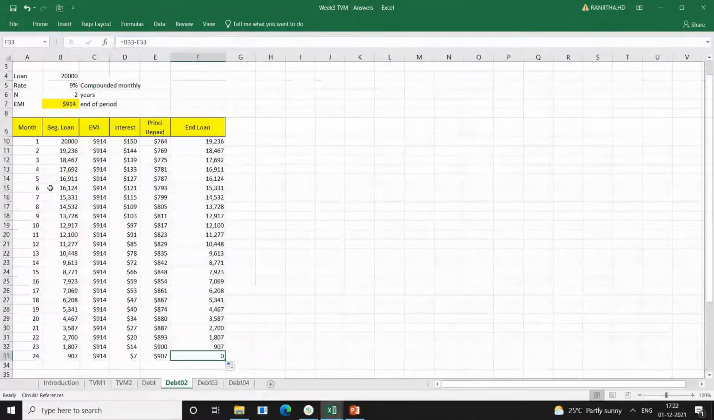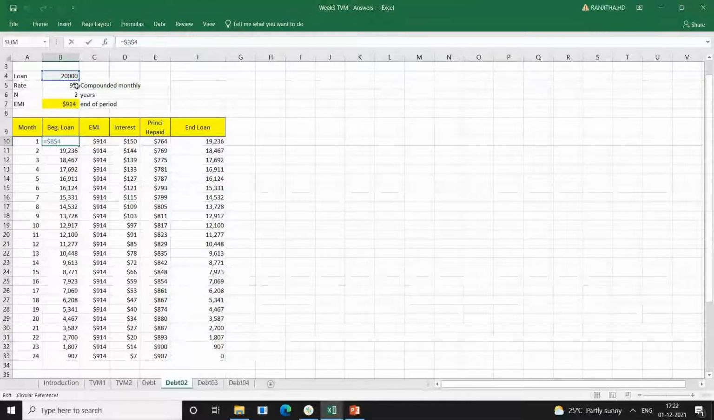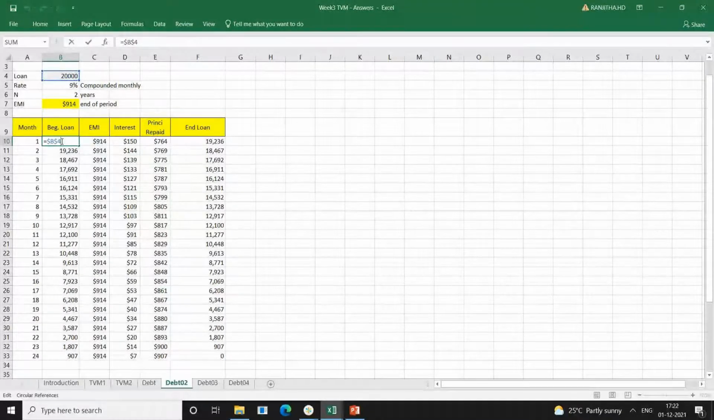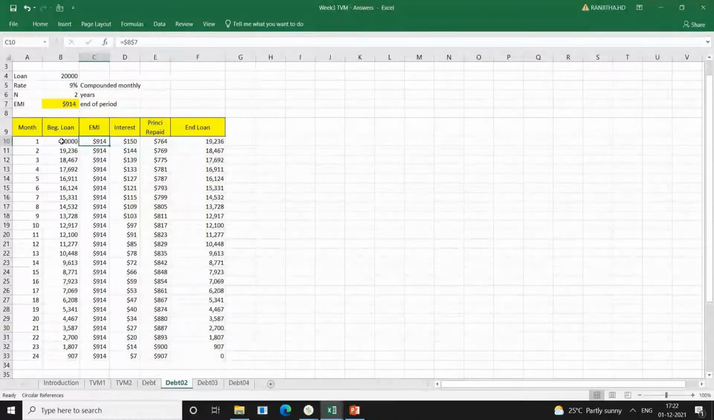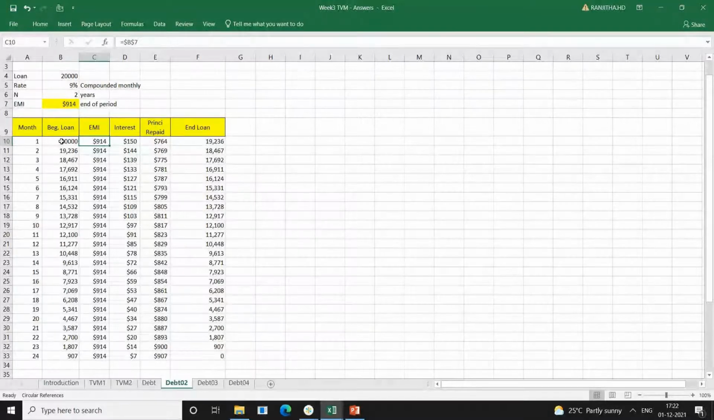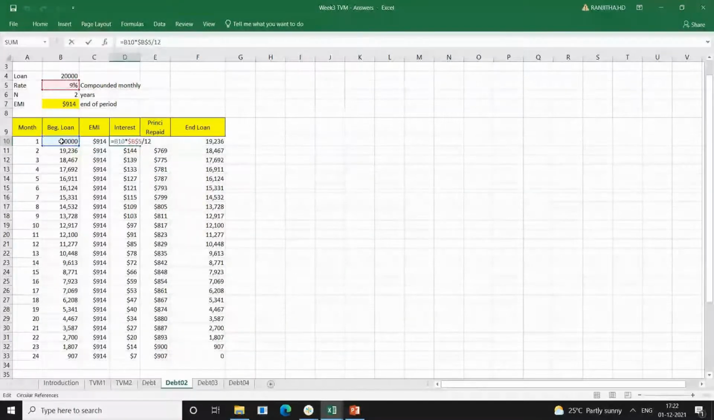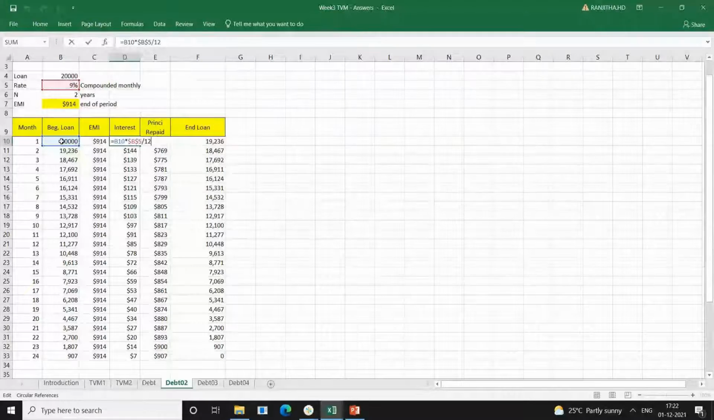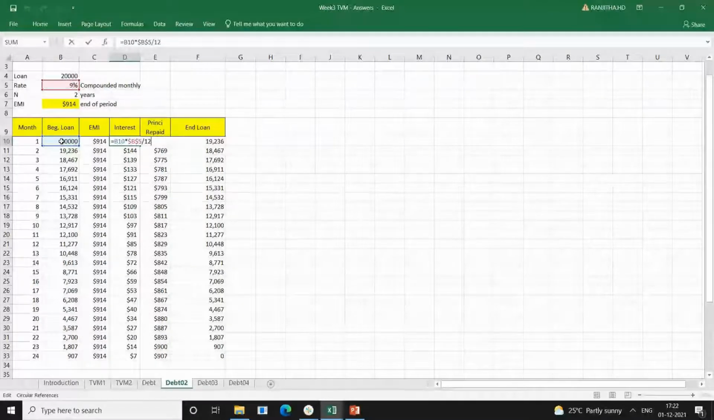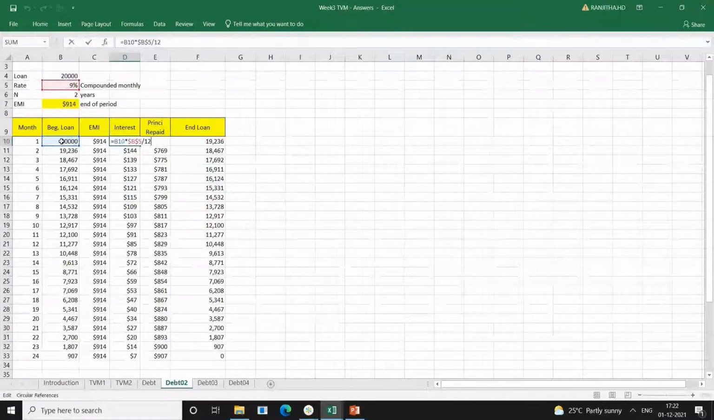So here you take the loan amount, then here the EMI amount will be the same. Interest, you do the formula of loan amount into that percentage. So whenever the loan amount is getting to the end loan, it should have that particular amount only. So it will take that particular amount divided by 12.